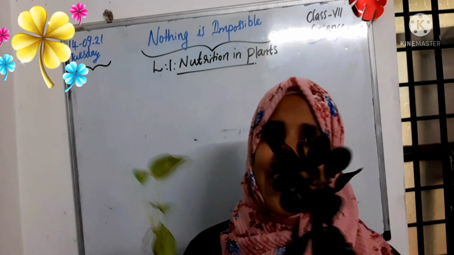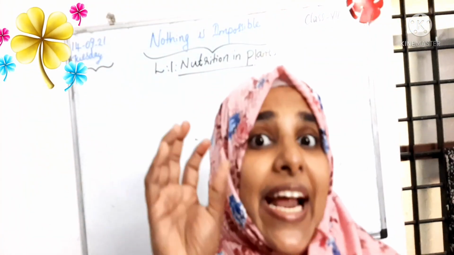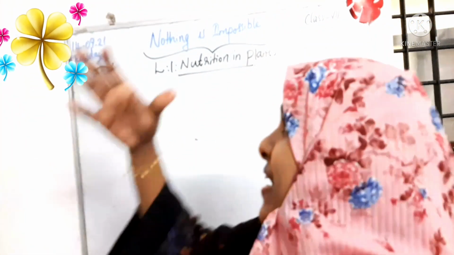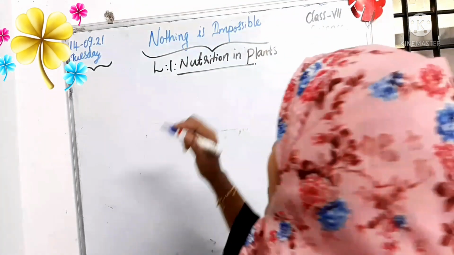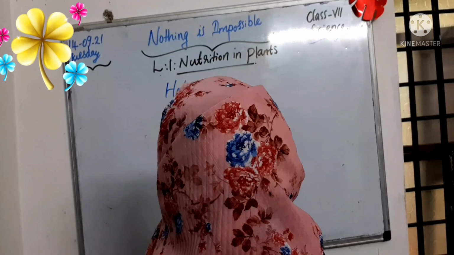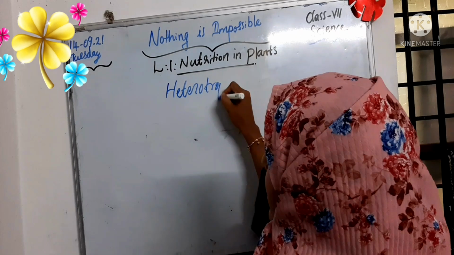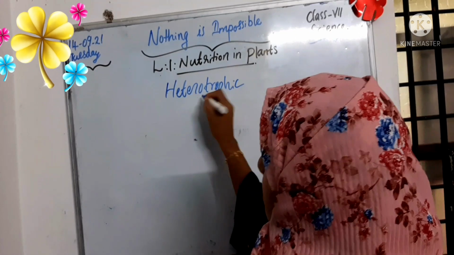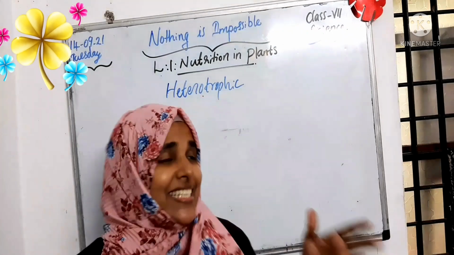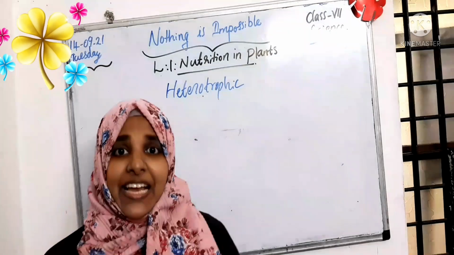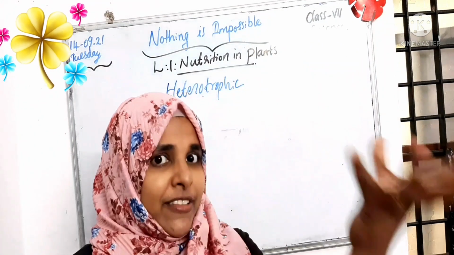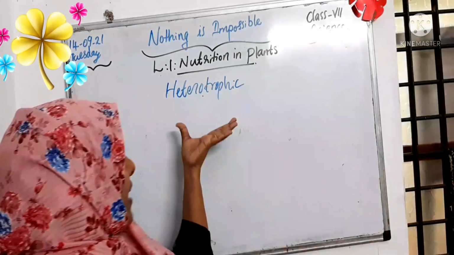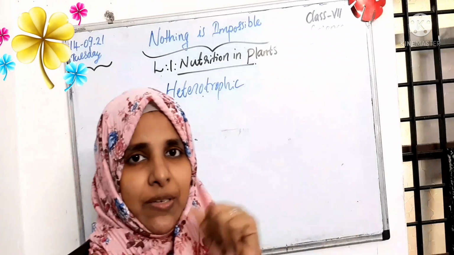So in this class, I am going to teach you about the heterotrophic mode of nutrition in plants. We already discussed autotrophic modes of nutrition. Now I am going to discuss heterotrophic modes of nutrition in plants. Clear? Students, what is the heterotrophic mode of nutrition? That means some plants don't have chlorophyll to prepare the food. Such plants we call heterotrophic.